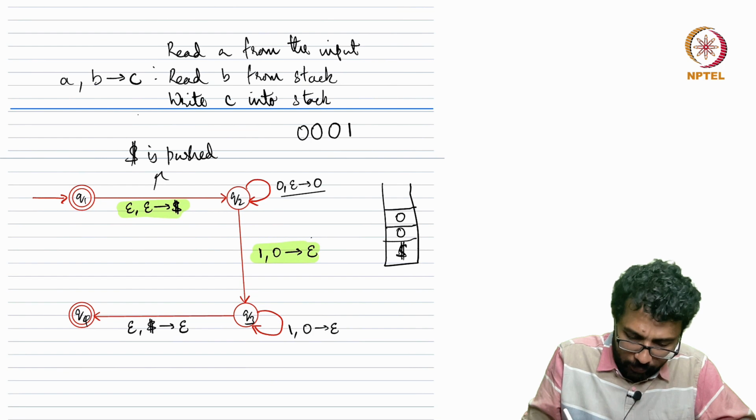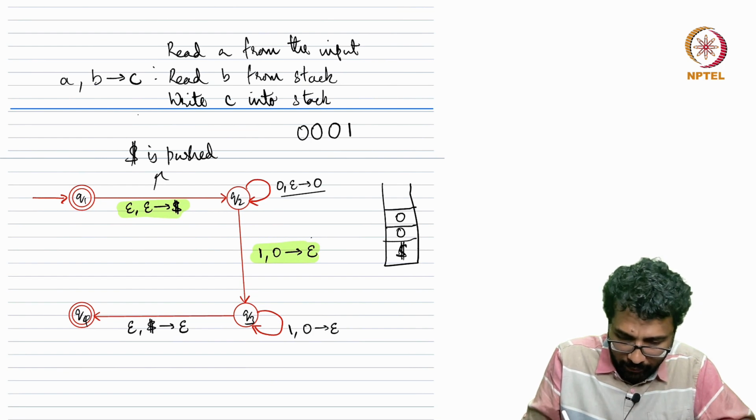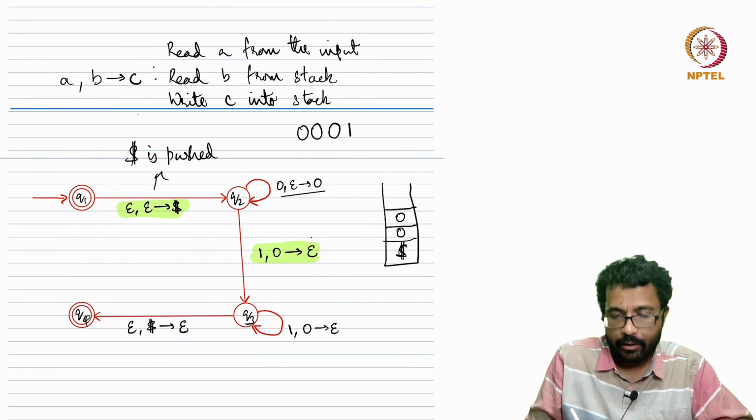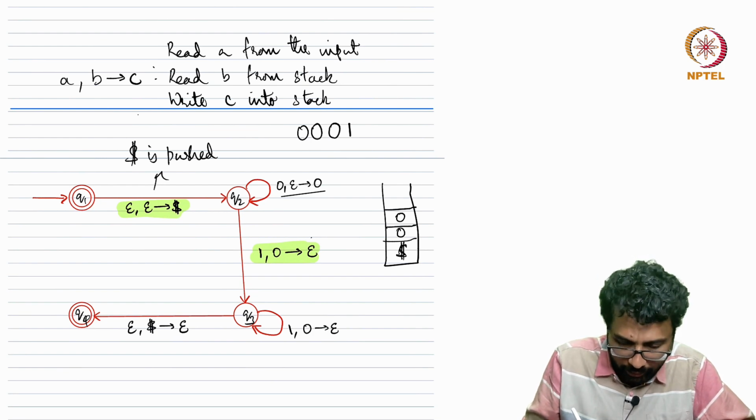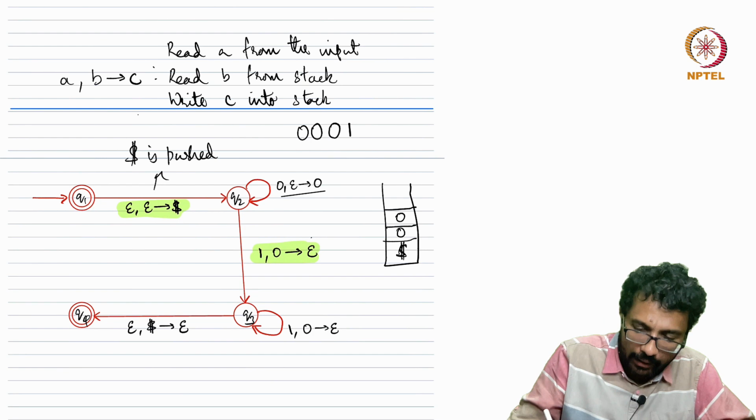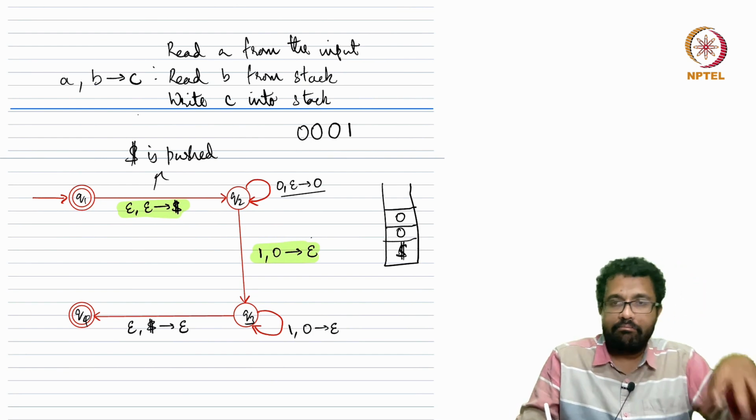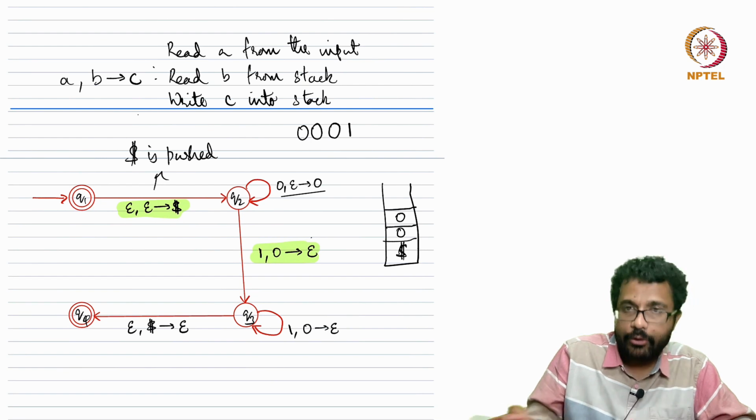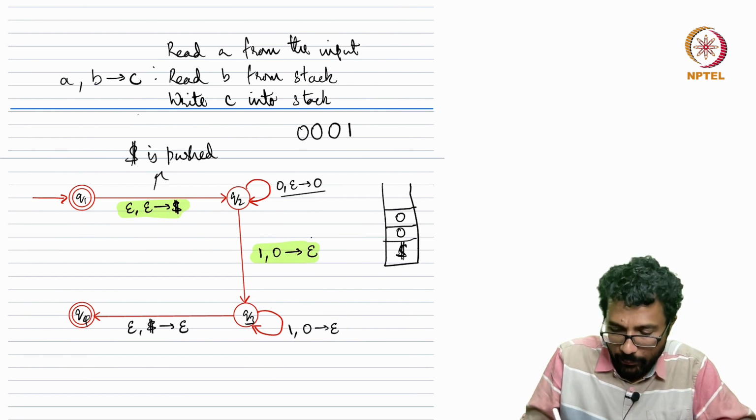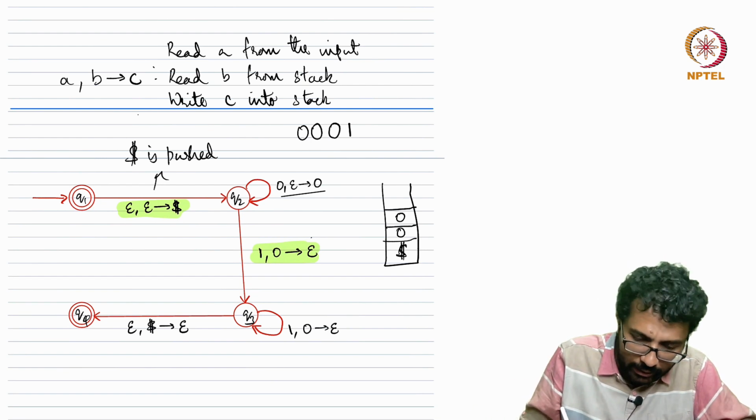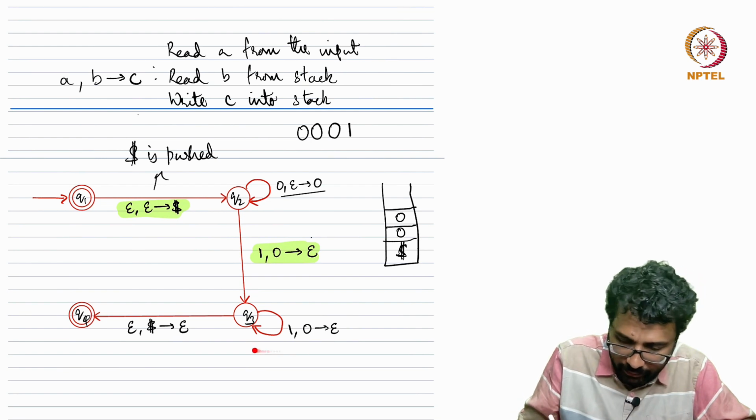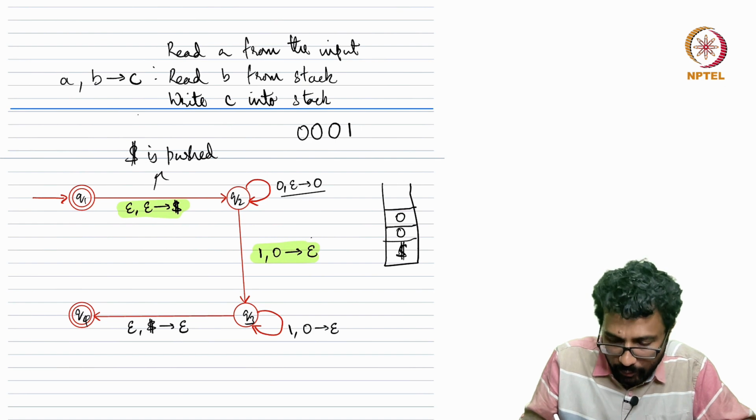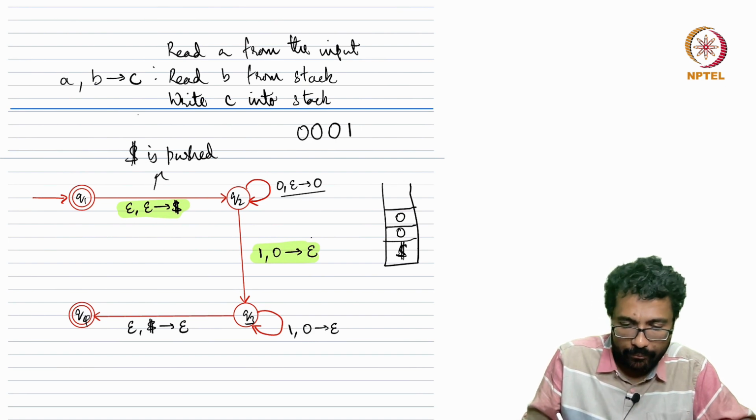Now you cannot immediately move to Q4 because Q4 requires you to pop a dollar from the stack. So you are reading a dollar from the stack, but right now you cannot read the dollar. The dollar is below the zeros. So if you want to pop the dollar, you should first pop the zeros. The only way to pop the zeros is by using this loop on Q3, right. So if you want to pop a 0, you should read a 1.